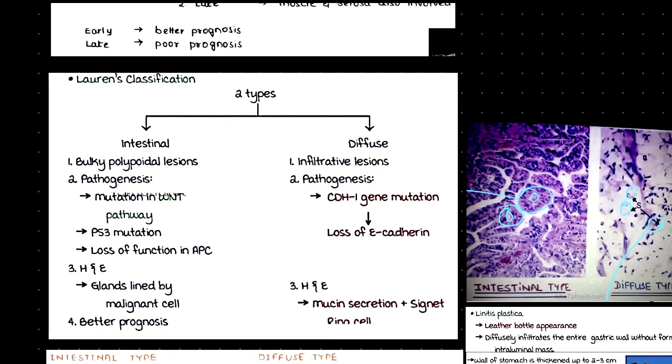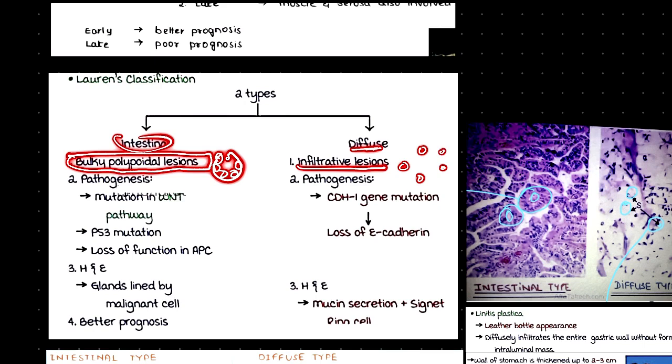Now this chart, intestinal and diffuse, right? This intestinal is a bulky polypoidal lesion, right? They appear as a gland, right? Bulky polypoidal lesion. But here in diffuse, what is this? Infiltrative lesion, right? They are diffuse in nature.